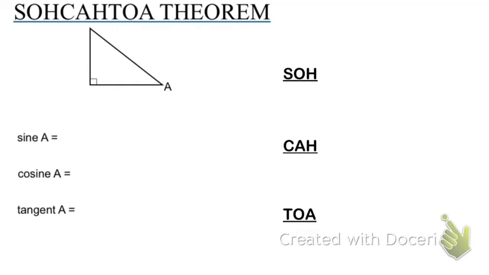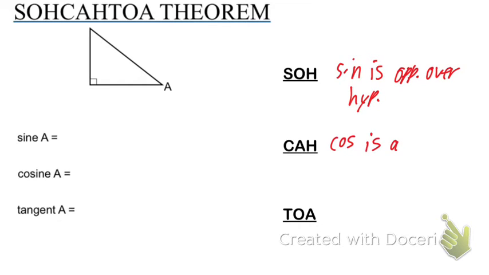All right, we talked about SOHCAHTOA. Who can tell me what the SO stood for? Bill. Sine is opposite over hypotenuse. What was CAH? Aiden. Cosine is adjacent over the hypotenuse. Very good. What was TOA?